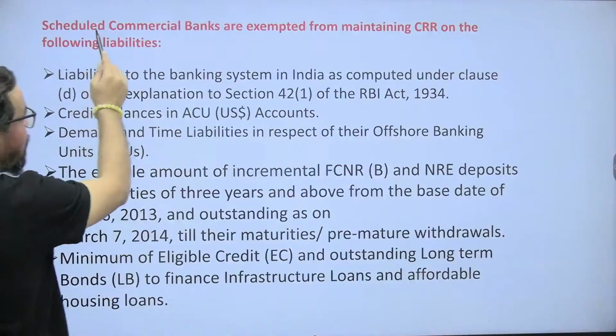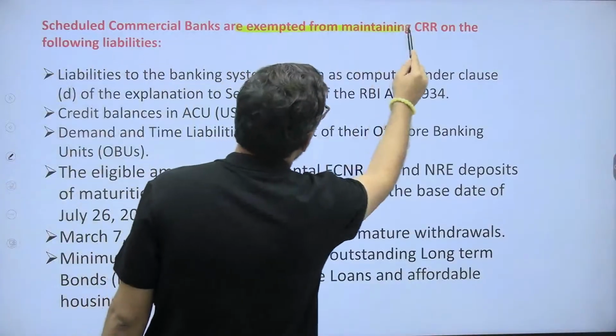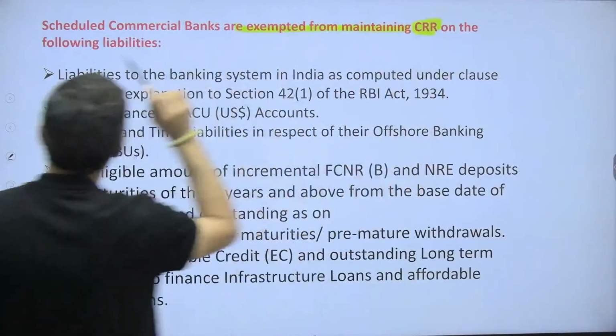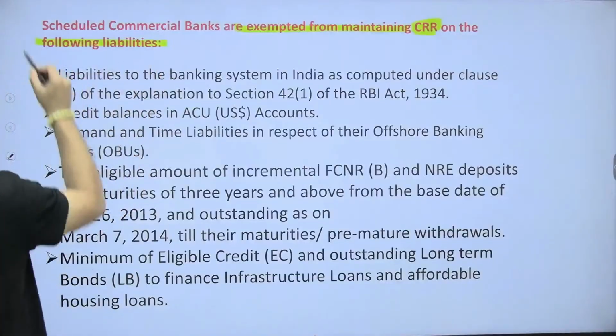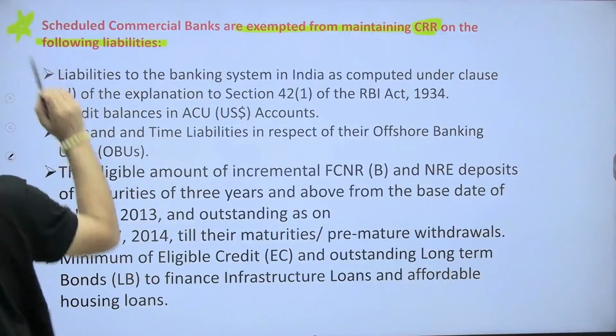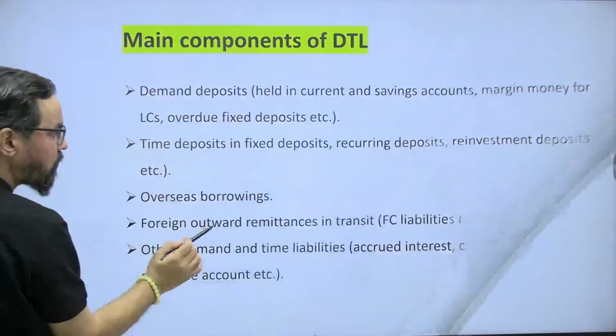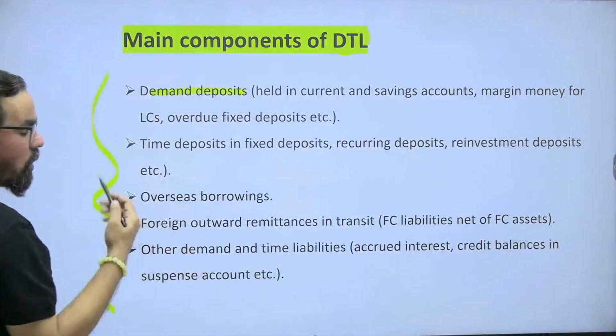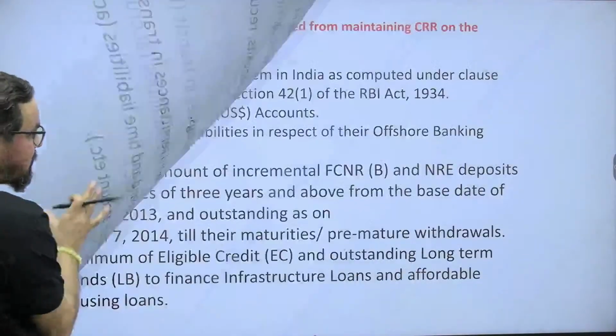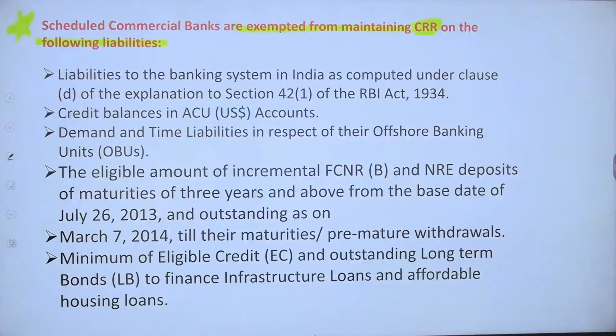Scheduled commercial banks are exempted from maintaining CRR on the following liabilities. This is very, very important. This is the common one, the general guidelines on how you will compute your DTL, but this is something which is exempted. Now these you have to remember, so you will have to memorize them a bit.